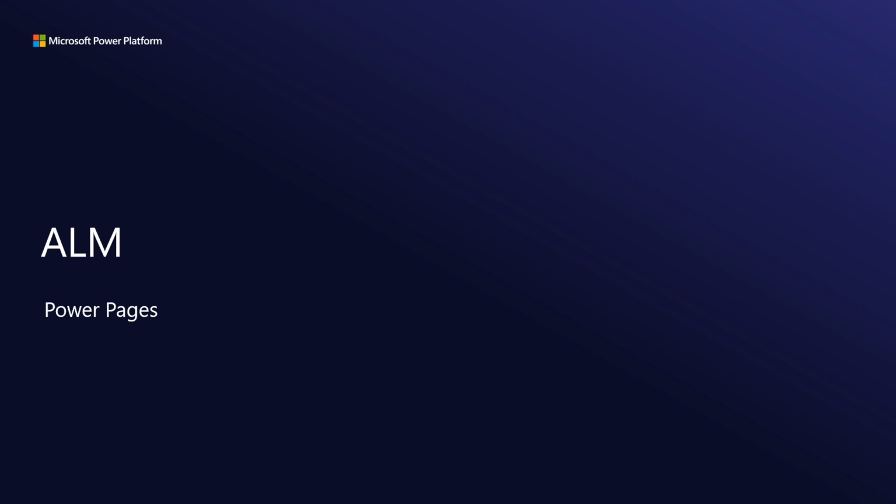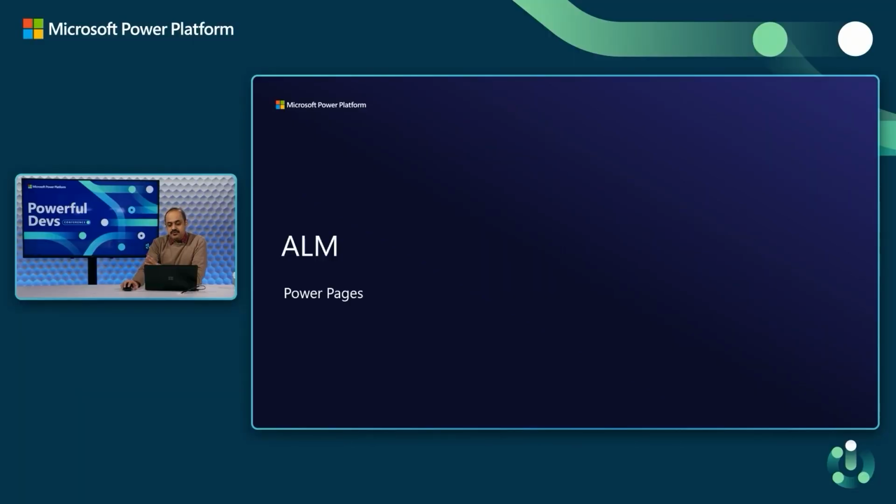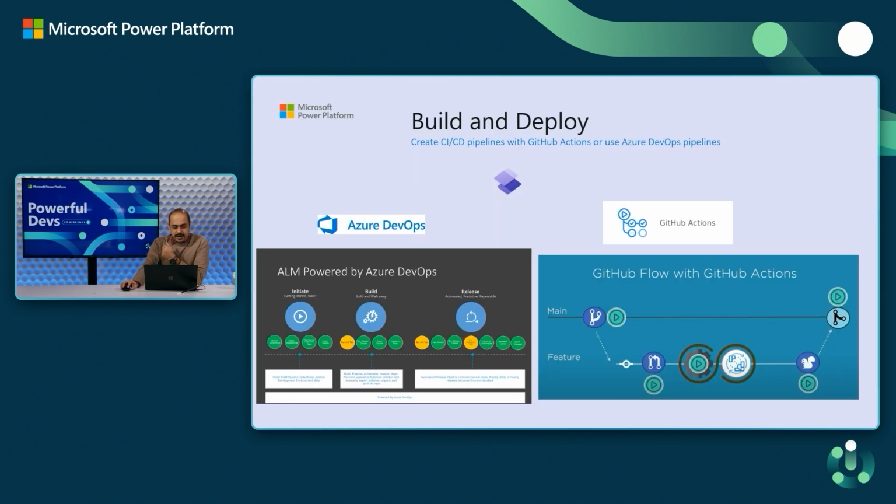And then, last but not the least, Power Pages fully supports the build and deploy phases of a typical DevOps lifecycle. You can source control your website customizations, configurations, either in GitHub or Azure DevOps, and then create CI/CD pipelines, which is continuous integration, continuous deployment pipelines, with Azure DevOps or GitHub Actions to automate your builds.